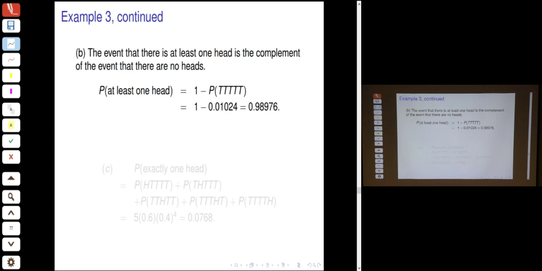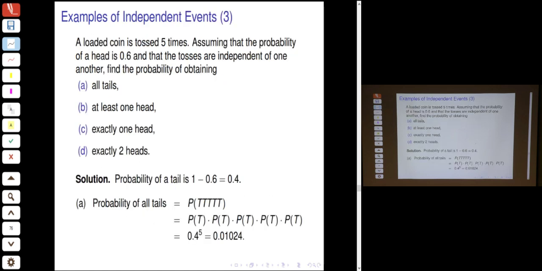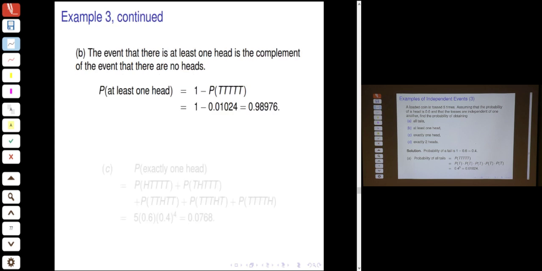Now, how about event B? B says at least one head. So B says we want to calculate the probability of at least one head. Here, again, we go to the complement. So the complement is no head. Therefore, the probability of getting at least one head is 1 minus the probability of no heads. So we calculate the probability of no tail, so we get this.